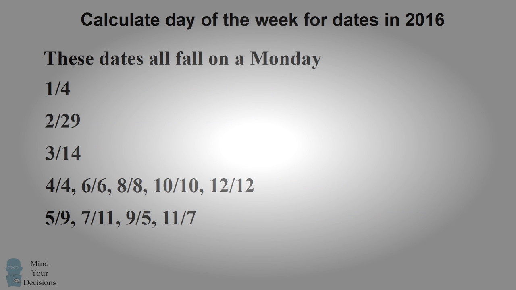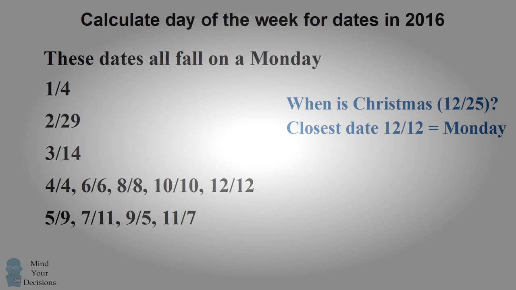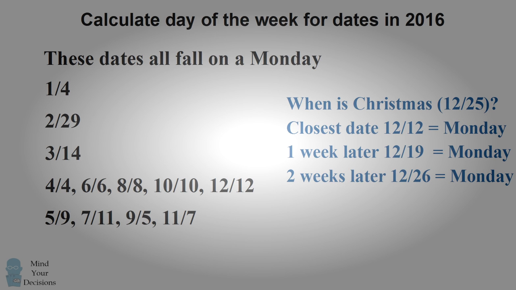For example, what day of the week will Christmas, 12/25, fall on? We look for our closest reference point, which will be 12/12, and we know this falls on a Monday. That means 1 week later will be a Monday, and 2 weeks later will also be a Monday. So 1 day before that will be a Sunday, so 12/25 must fall on a Sunday.